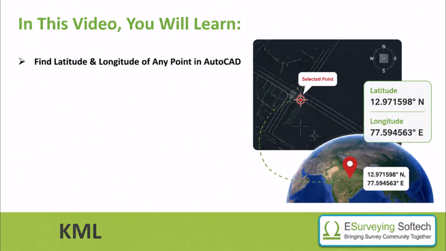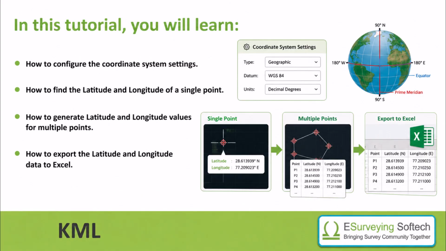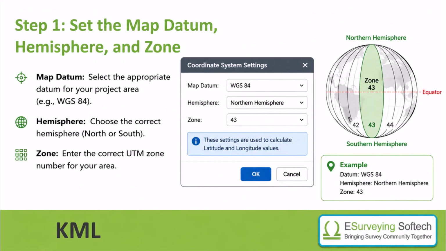Hello everyone. Welcome to this video tutorial on how to find the latitude and longitude of any point in an AutoCAD drawing. In this tutorial, you will learn how to configure the coordinate system settings, how to find the latitude and longitude of a single point, how to generate latitude and longitude values for multiple points, how to export the latitude and longitude data to Excel. Let's get started.